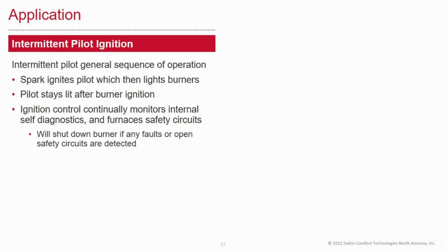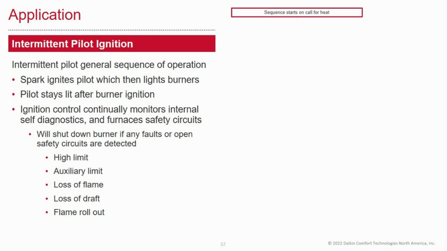That means it will shut down the burners if any fault or open safety circuits are detected, such as high limit, auxiliary limit, loss of flame, loss of draft, or flame rollout. Since this system contains an integrated control module, the full sequence of operation is as follows.